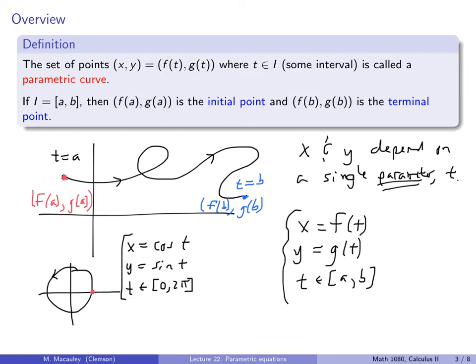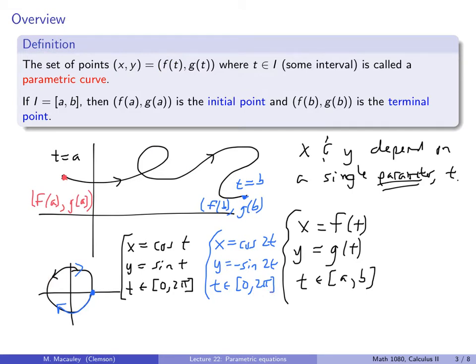Okay, so here's another example of a parameterization. I'm going to use blue now. What if I use x equals cosine of 2t and y equals, just to be fun, negative sine of 2t, and t is in 0 to 2 pi. In this case, the ant starts here, but now goes in that direction and goes around twice as fast. In fact, the ant goes around clockwise 2 times in this interval.